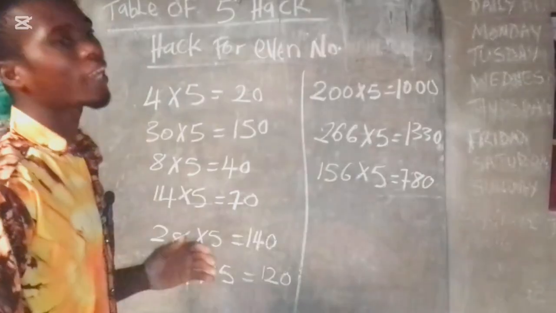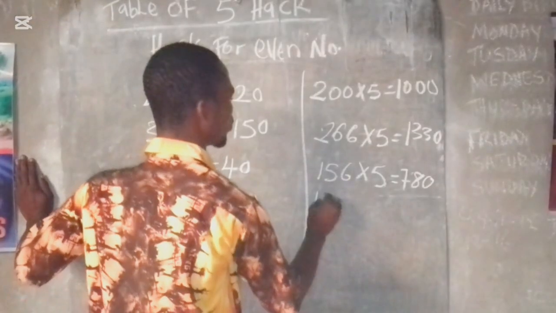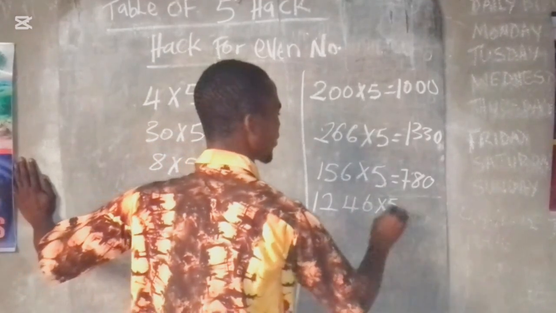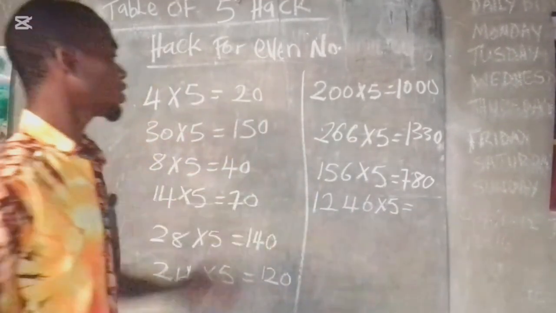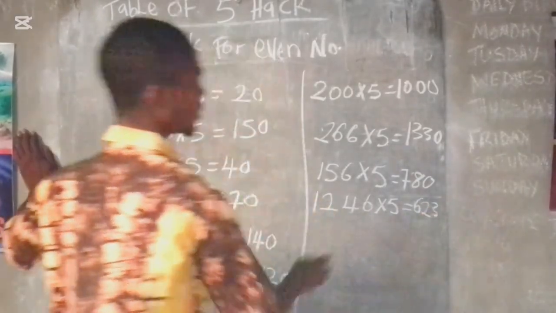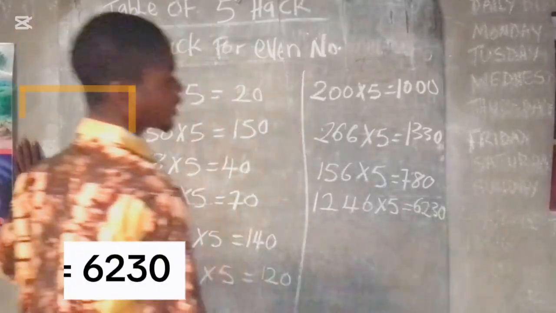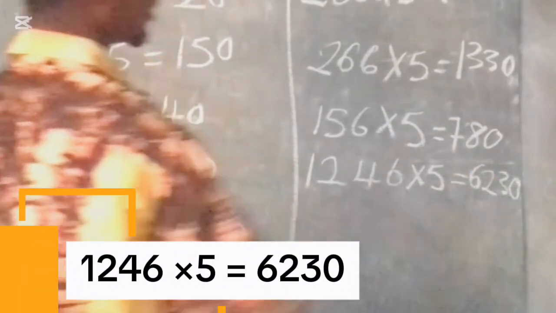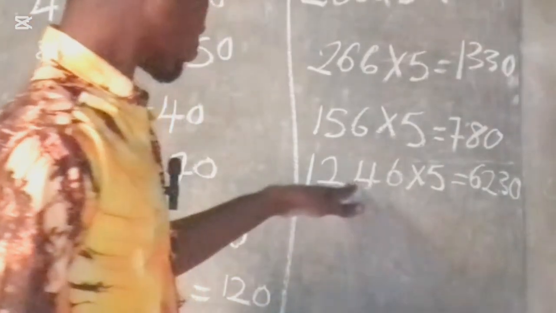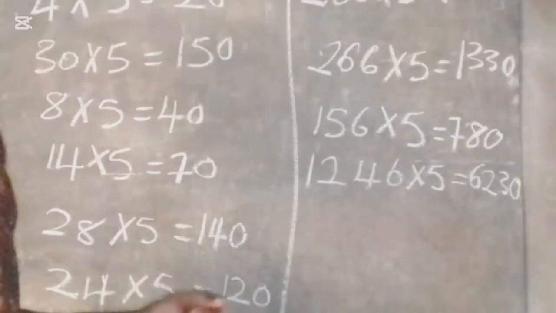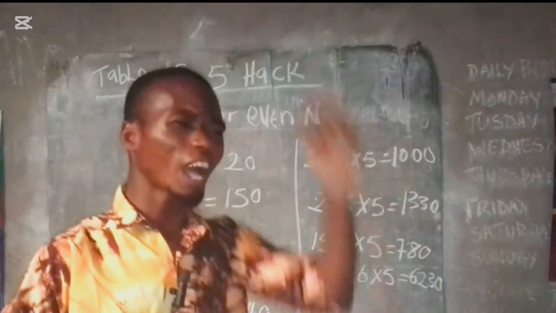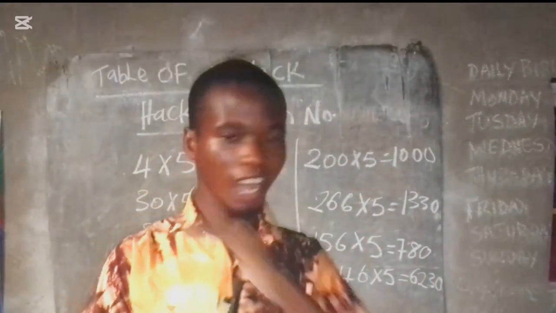Let me try a bigger number like 1246 times 5. Let me see what it will give us. Now 1246, half is 623. I add 0 to it. So my answer is what? 6230. That is just the trick to multiplying even numbers with 5. You have to have the even number, add 0 to it, and you get your answer.